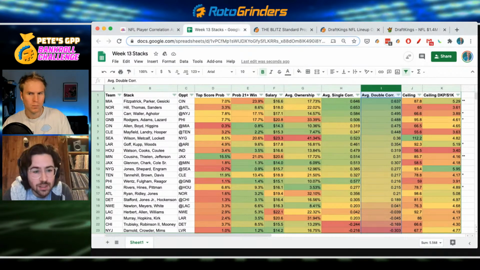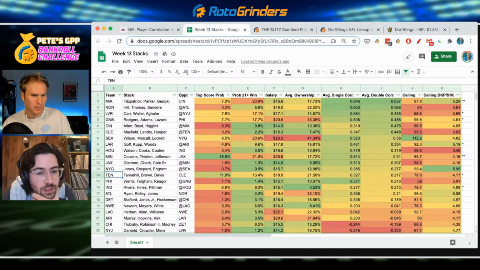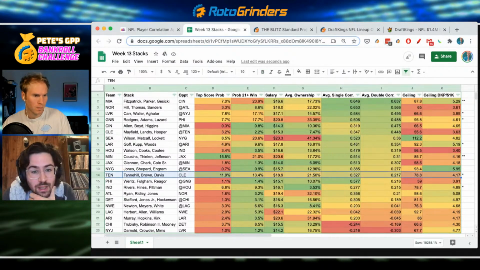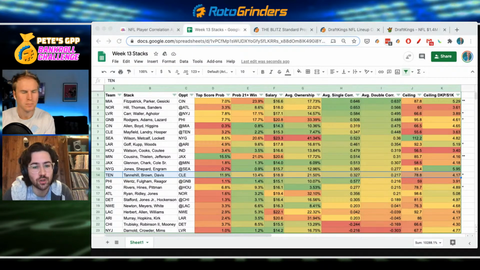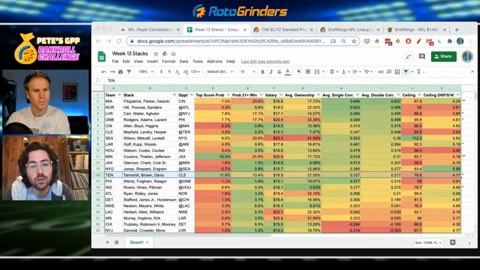Now we have some instances. I would guess Tennessee is probably a good one. I'm trying to find them. Oh, sorry, I just sorted by average double correlation. They're down here in the 14th row. Got it. So Tennessee has this pretty good single correlation, the average between Tannehill and Brown or Tannehill and Davis, is 0.32. But when we consider combining Brown plus Davis and add their correlation to this average mix, you see the correlation drop off a good bit.